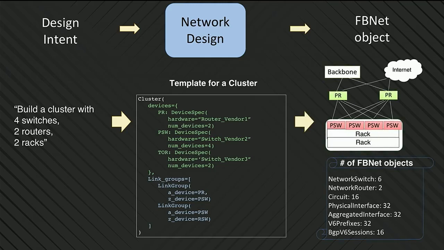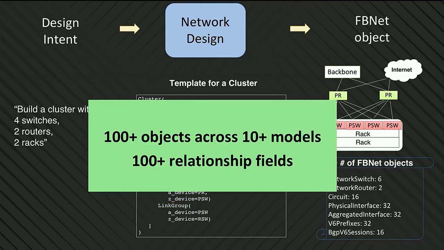Based on this template, Robotron validates it against the AppNet data and then generates the corresponding AppNet objects. For example, based on this template, it generates 6 network switch objects, 2 network routers, 16 circuits, and dozens of physical interface, aggregate interface, prefix, and BGP session objects. For this particular example, it generates hundreds of objects across tens of models with more than 100 relationship fields.